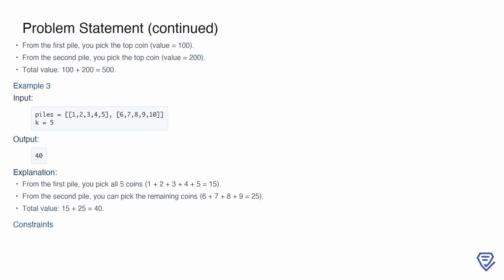Now, let's look at a more complex example. Suppose the input is 1, 2, 3, 4, 5, 6, 7, 8, 9, 10, and k is 5. Here, you can maximize your total value by taking all 5 coins from the first pile. The sum of these coins is 1 plus 2 plus 3 plus 4 plus 5, which equals 15. Then, with the remaining capacity to pick coins, you can take the next 4 coins from the second pile, which add up to 6 plus 7 plus 8 plus 9, giving 25. Adding these together results in a total value of 15 plus 25, which equals 40. This demonstrates how you can strategically select coins to maximize their combined value while staying within the limit of k.